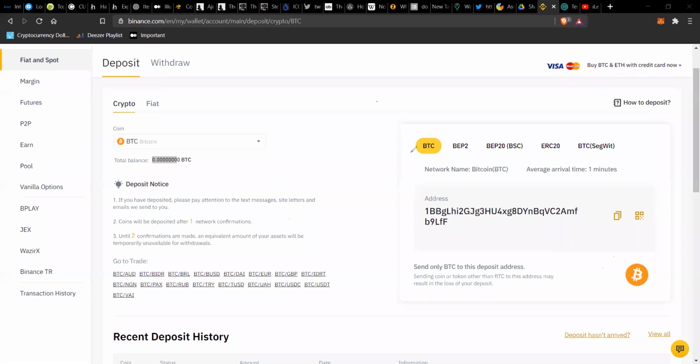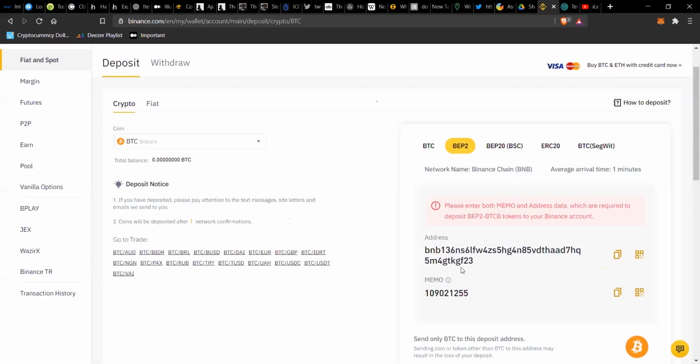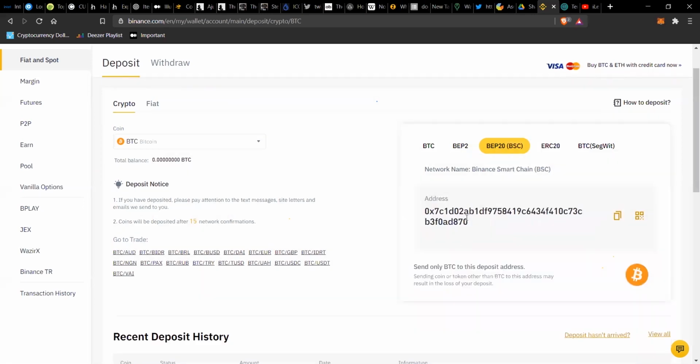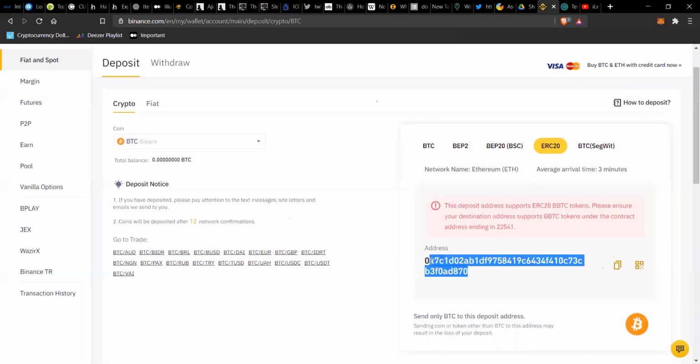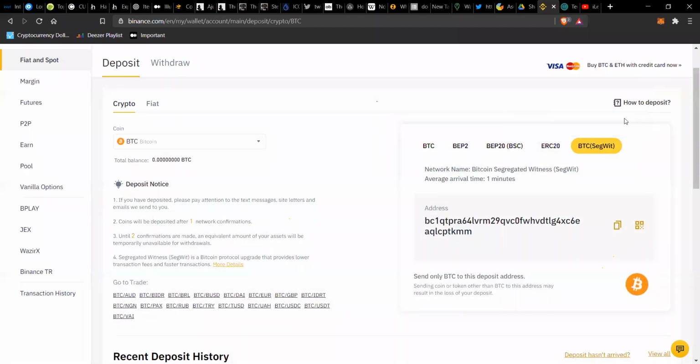Now, some people always ask, okay, what is the meaning of this network name and what does it mean? I also explain that. These networks you see here are like the different protocols. For example, if I click on BTC, you can see the wallet address. If I click on BEP2, you see that the wallet address has changed. If I click on BEP20, the wallet address is totally different. ERC20, the same wallet address as BEP20. And BTC SegWit, this is another wallet address entirely.